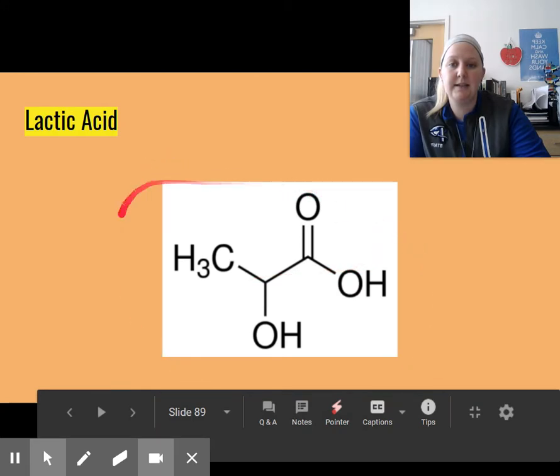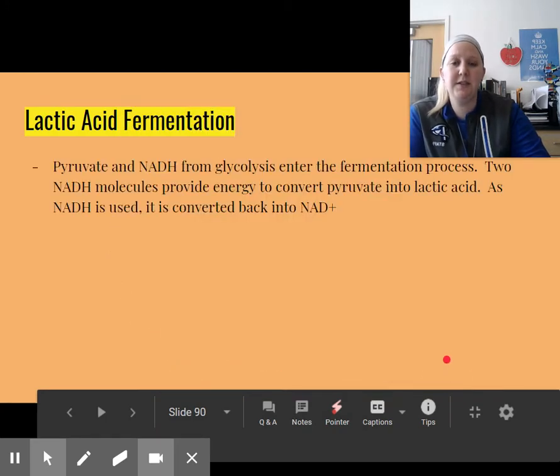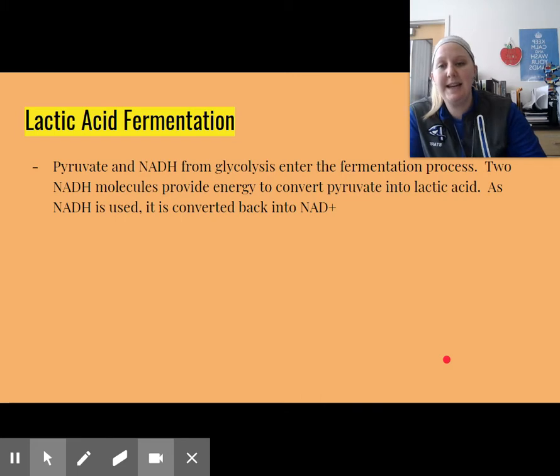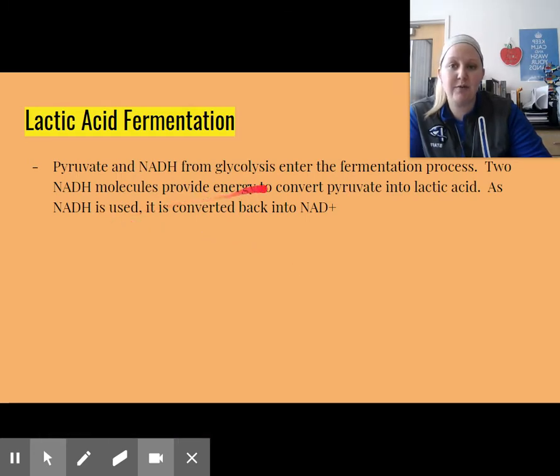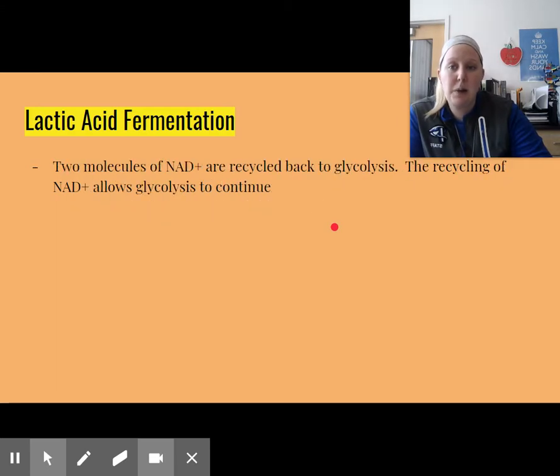This is lactic acid fermentation. The first thing that happens is that pyruvate and NADH from glycolysis enter the fermentation process. 2 molecules of NADH provide the energy to convert pyruvate into lactic acid. As the NADH is used, it's converted back into NAD+. Then, those 2 molecules of NAD+ are recycled back to glycolysis, allowing that whole process to continue.